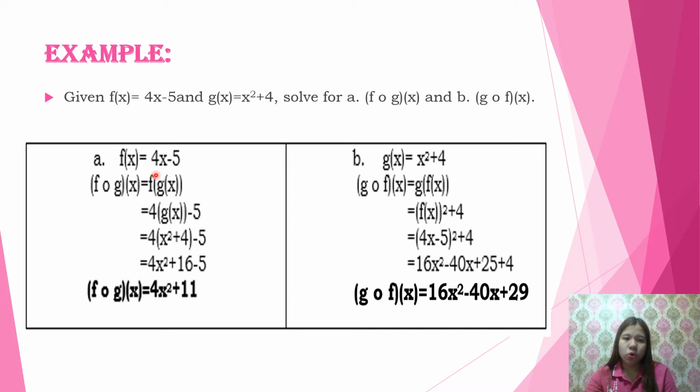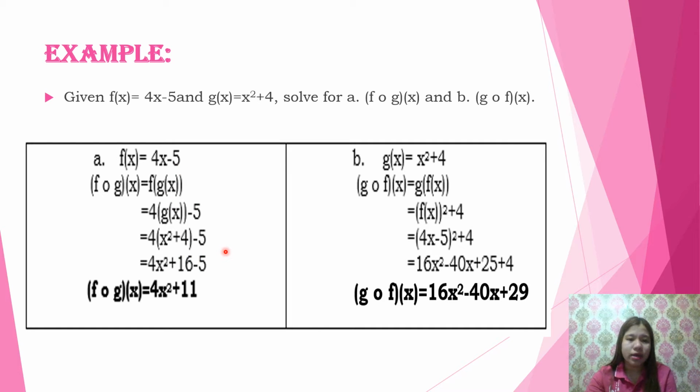Okay, so the first thing that you need to do is write the function of f of x. So we have here 4x minus 5. So yung x dito, you will replace that with the value of g of x. Ang value ng g of x ay x squared plus 4. So yung x dito, papalitan ninyo ng x squared plus 4. And then we have here negative 5.